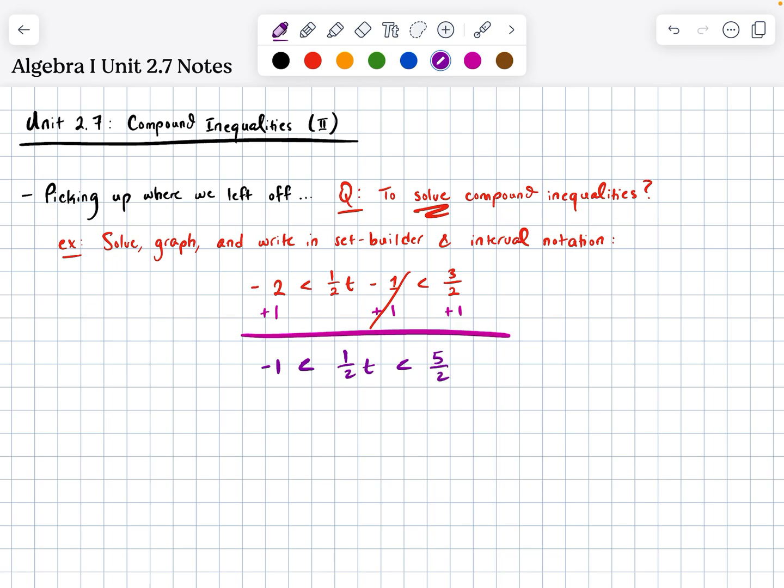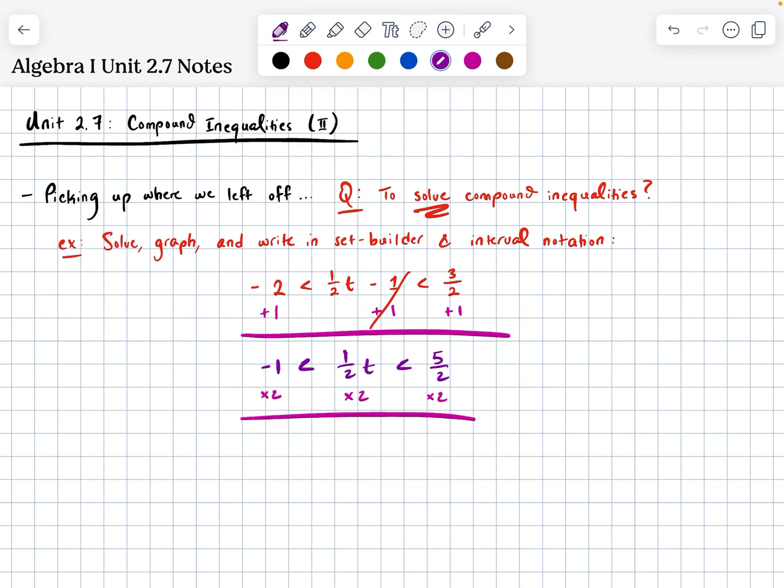And now I've just got to get rid of that times 1/2. Well, in this case, I need to divide by 1/2. But dividing by 1/2, think about it more easily. Keep, change, flip. Let's instead think about it as multiplying by the reciprocal of 2. So I'm going to multiply all 3 parts here by 2.